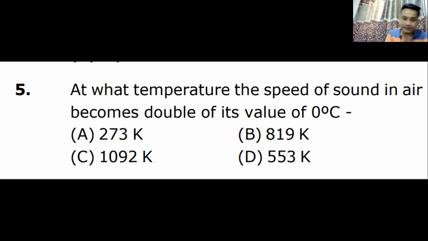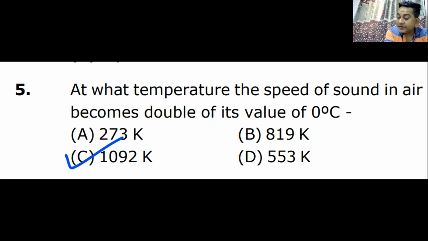One time? No. We must multiply temperature by 4 times because velocity is proportional to root over temperature. By multiplying temperature by 4 times, root of 4 will be 2. That means you will have to multiply 273 by 4 times. The answer will be 1092 Kelvin. Do we understand this? Yes or no?